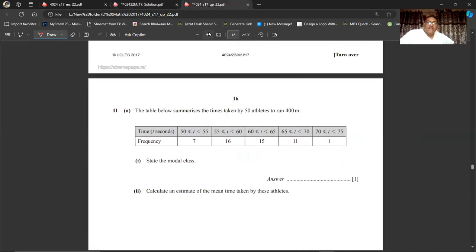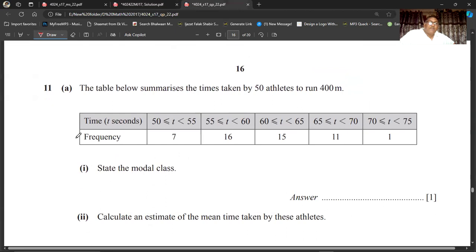Okay, so we are going to the next question. That is question number 11 coming up on your screen. It's A part. He says the table below summarizes the times taken by 50 athletes to run 400 meters. So the time from 50 to 55 seconds, 7 people, 55 to 60, 16 athletes, 60 to 65 seconds, 15 athletes, and 65 to 70, 11 athletes, and 70 to 75 seconds, 1 athlete.